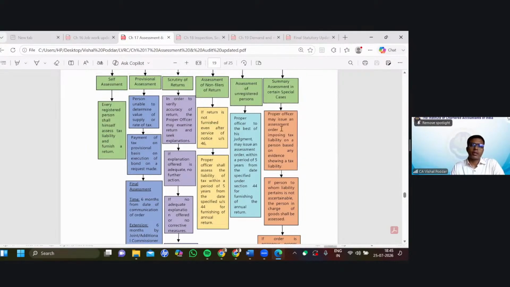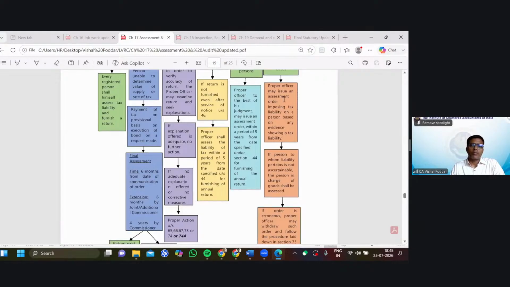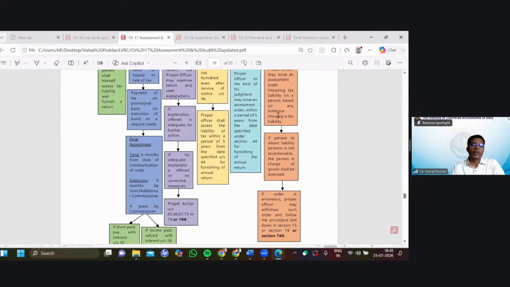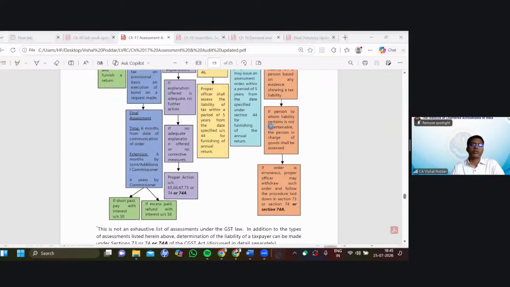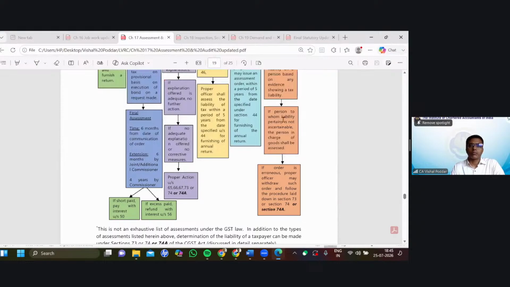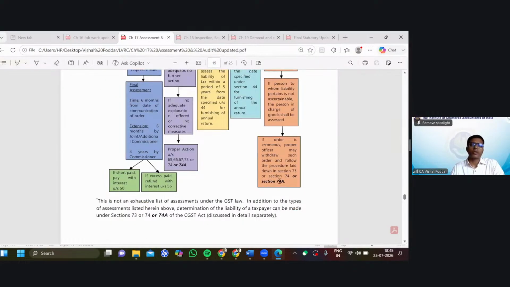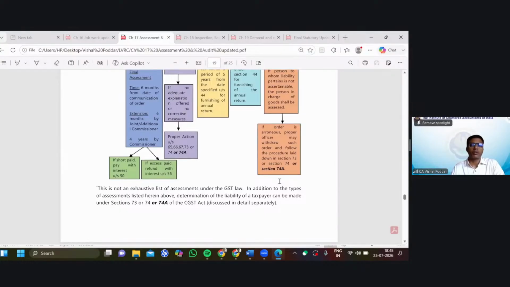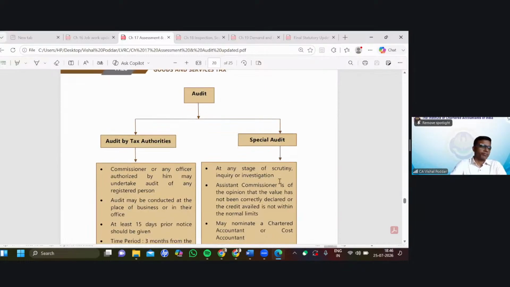Then comes summary assessment in special cases. So, wherever the officer feels that it is necessary, the officer may issue an assessment order imposing tax liability on a person based on any evidence showing a tax liability. If the person to whom the liability pertains is not ascertainable, the person in charge of the goods will be assessed. If the order is erroneous, the proper officer can withdraw such order and follow the procedures of 73, 74 or 74A. So these are the various types of assessments.